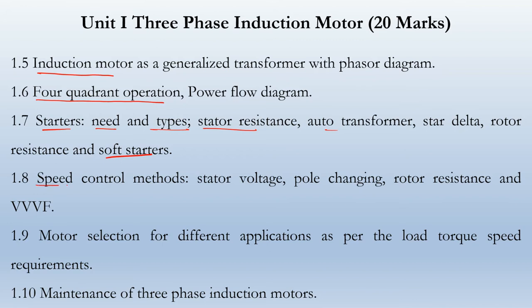The next point is speed control methods for the motor. Then the first is stator voltage method. So by changing stator voltage, we can control the speed. Then pole changing method. After that, rotor resistance control method. So this is for slip ring motor. And after that, variable voltage, variable frequency.